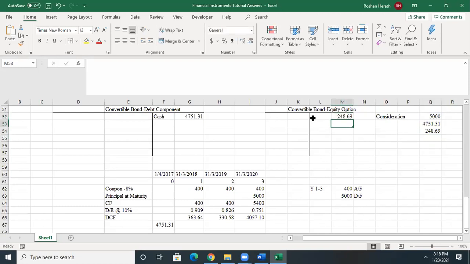248.6, so that is the equity option. So you have taken the convertible bond debt component first, and once you get that, if you deduct that from the consideration, you get the equity component. Because it's always the residual interest, equity option, right? We got it. So that's about the initial accounting.